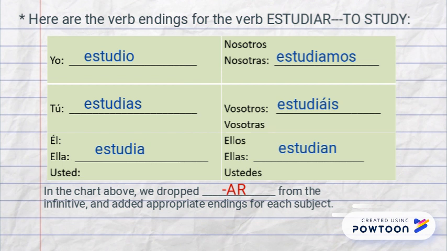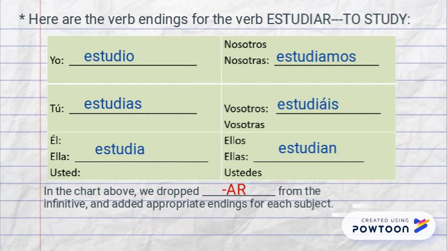Él or ella or usted estudia, he or she studies. Nosotros estudiamos. You see the vosotros form here is estudiáis, but we are not really going to be using that one. And then ellos, ellas, and ustedes estudian. Okay, they study or you guys study.